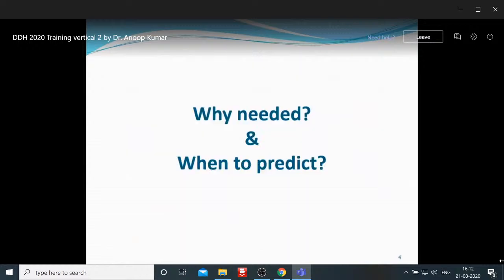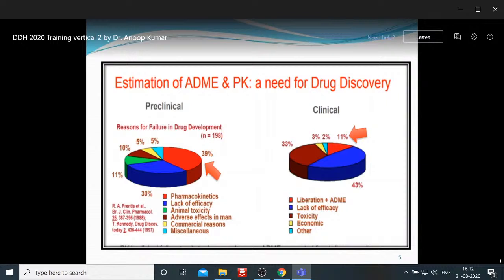Another question was when to predict. So the question is, at what phase do we have to use these tools? These tools should be used in the early drug discovery phases. The reason is, to do computational studies, there is no need to collect many things. Only the structure of the molecule is required. There is no need of chemicals, no need of anything. By the structure of the molecule, you can predict the pharmacokinetics, safety profile, and efficacy profile of that molecule.